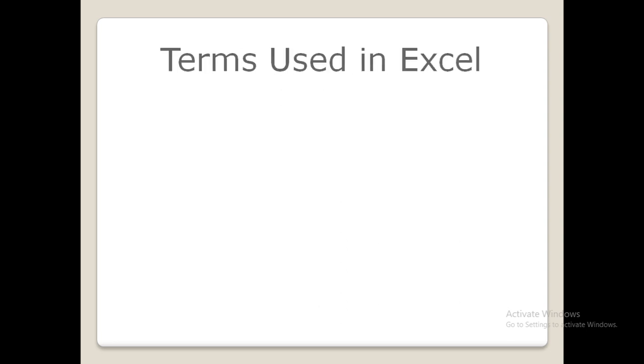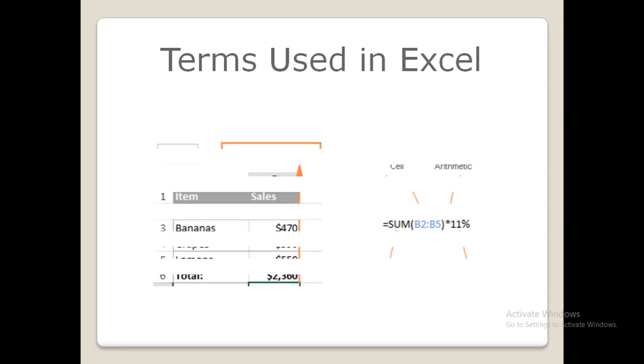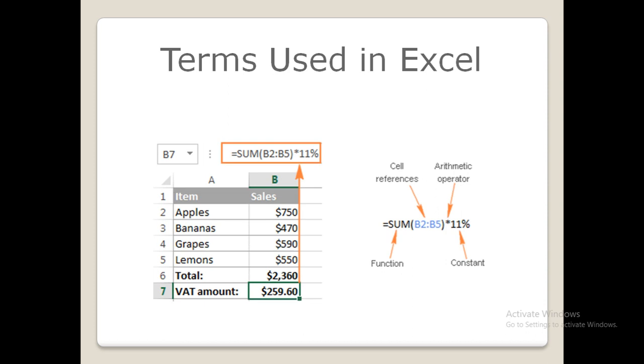Now coming to some terms which are used in an Excel formula. A formula contains cell reference, operators, values and function. Cell reference: they are the cell address or a range of cells. As shown in the example, we have the cell reference B2 colon B5. Then comes operator. Operators are the symbols that are used for specific calculations, like plus sign, minus, multiplication, percentage, divide, etc.